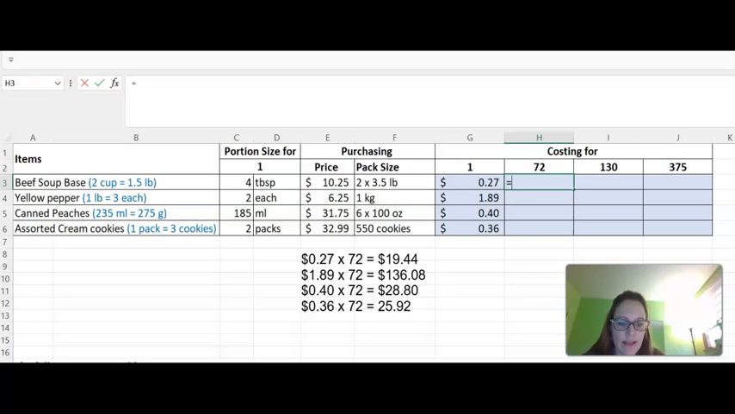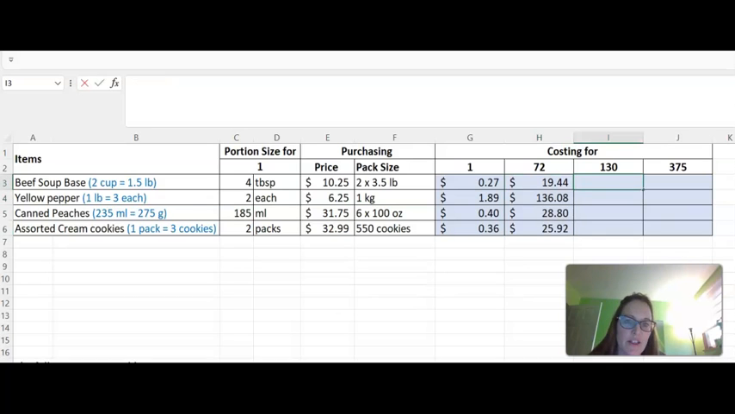So we want to do our equal sign, and then we're going to do our 27 cents, and we're going to multiply that by 72. And before we press enter, if we want to tell Excel to multiply by our 72 only once, then we have to use our absolute cell referencing. So we can do that by pressing F4. And now we can press enter, and we see here that our amount is correct at $19.44. Now we should be able to just go on the side here and bring these down, and we should have all the correct numbers here, and we do.